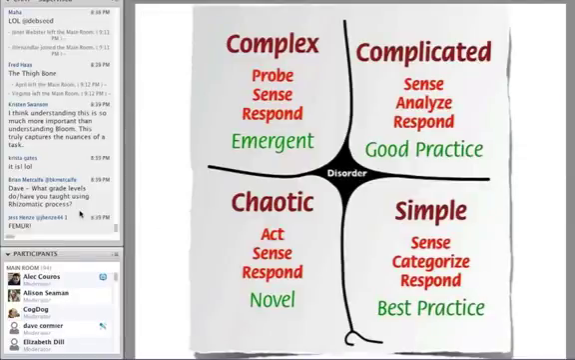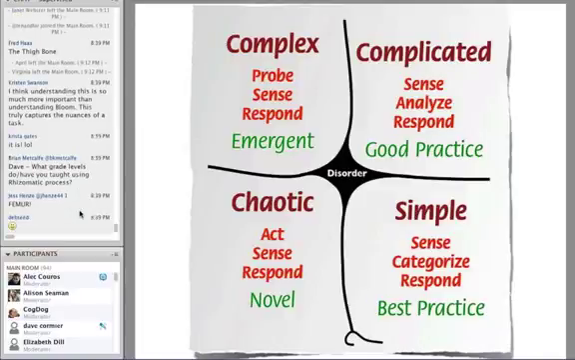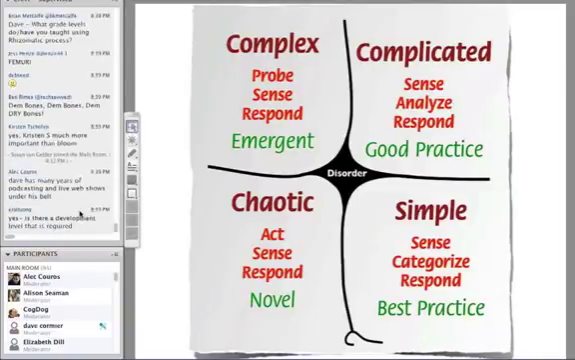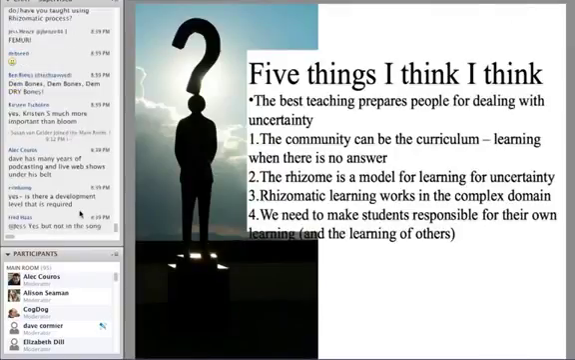There you go, Deb. 1, 2, 3, 4, 5. All right. So I hope that at some point here we're starting to get, and again that number 4 should be 5, I apologize, that where I'm trying to get to, 40 minutes into this, is starting to come together. So we need to make students responsible for their own learning and the learning of others.